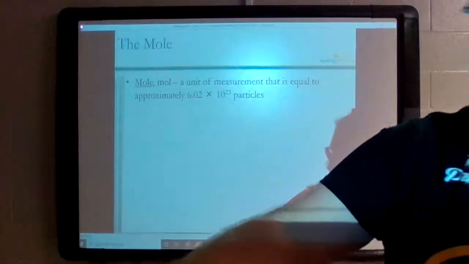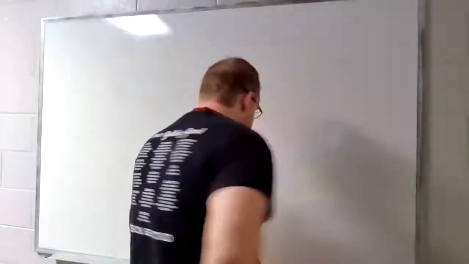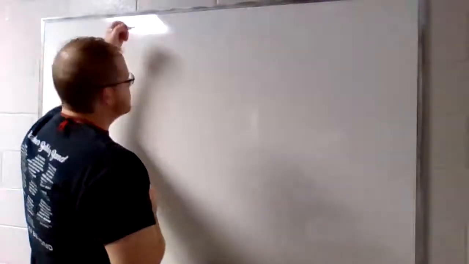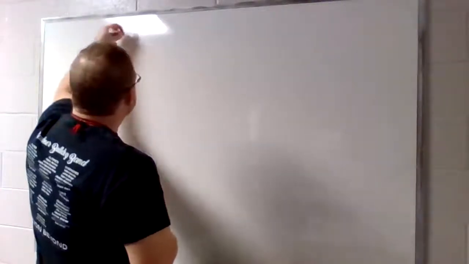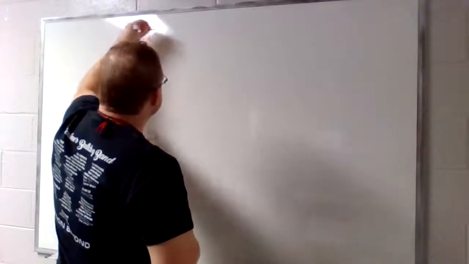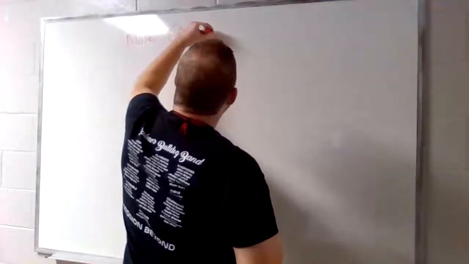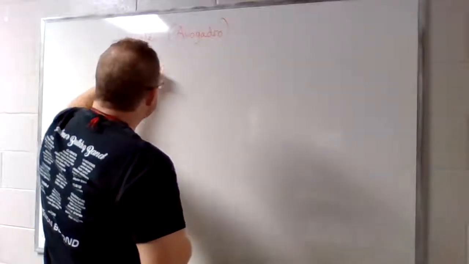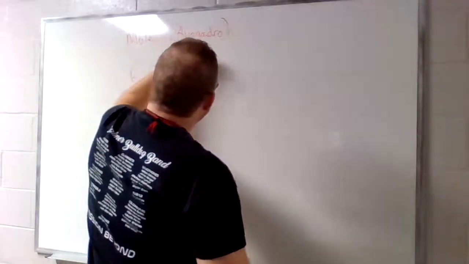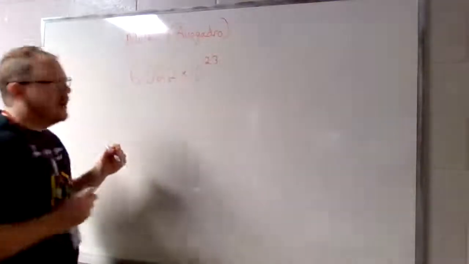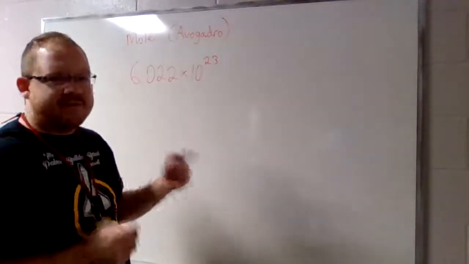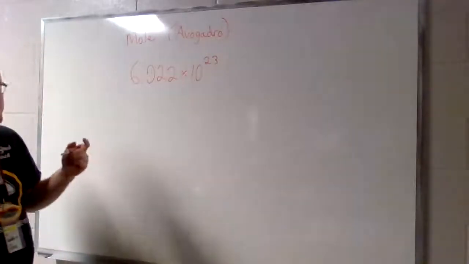So let's come over here and take a look at how big this number is very quickly. It kind of gives you an appreciation for how many we're talking about here. So the number is Avogadro's number, or the number for a mole. And we'll get into Avogadro in a little bit. This number is 6.022 times 10 to the 23rd power. This is a very, very large number, and I want to show you how large this number is.